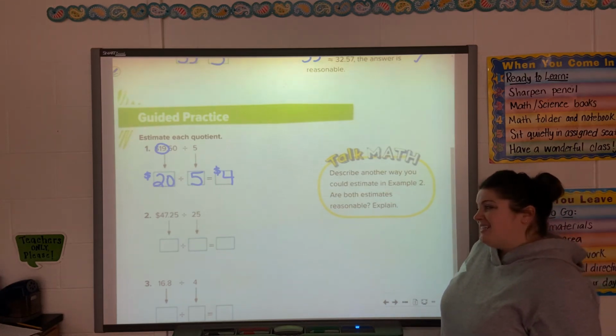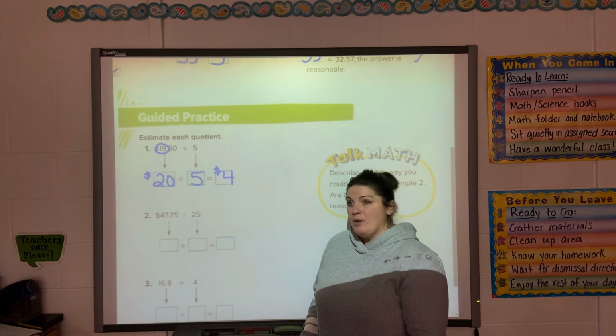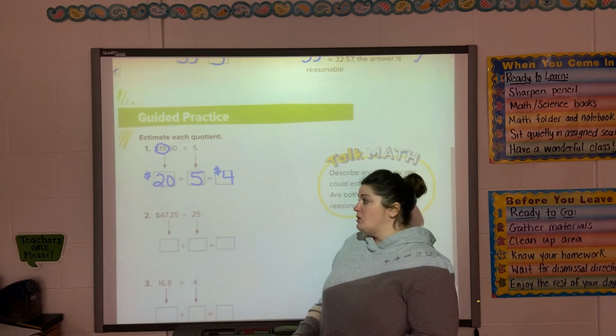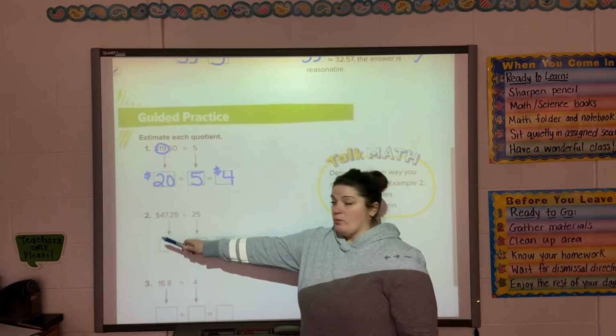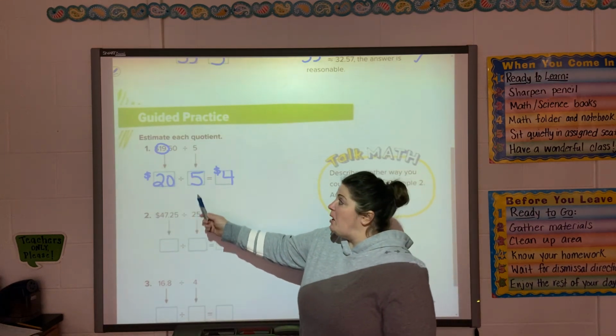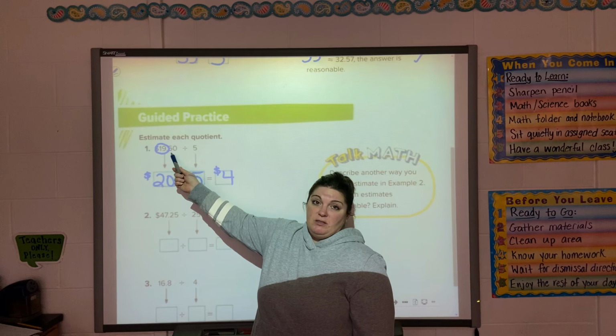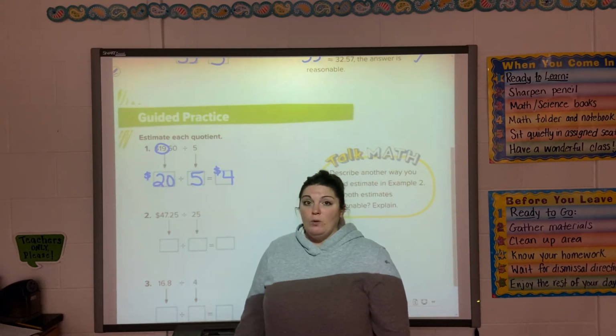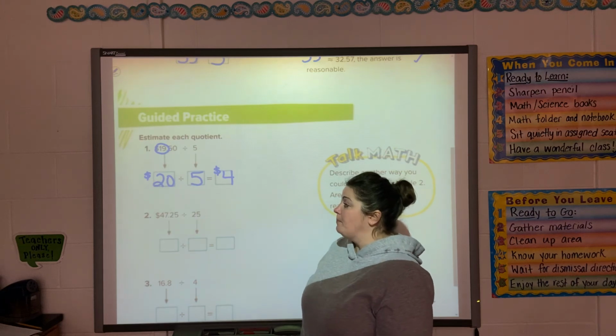So in this case, you're really not paying all that much attention to your decimal values because you're focusing on making these whole numbers. So I didn't really care much about that 50 cents because I was focusing on looking at my whole and finding a compatible number for that.